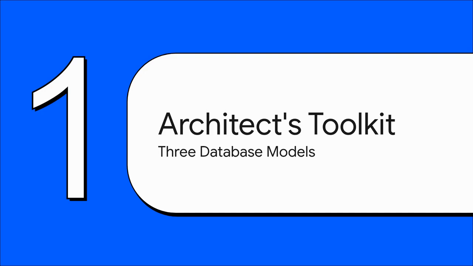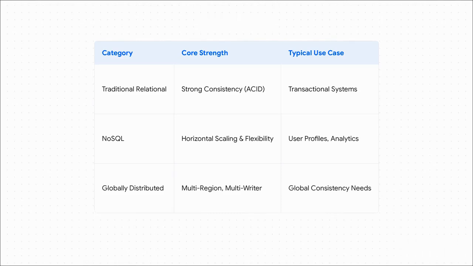Well, every good architect has a toolkit, and in this case, it's got three main types of databases. Think of these less as competitors and more as different tools for very different jobs. So here they are, our three big options. First, you've got your traditional relational databases, your classic SQL workhorses. Think of these as the accountants. Their absolute superpower is strong consistency, making them perfect for anything that has to be 100% accurate, like financial transactions. Then there's NoSQL. These are more like the social butterflies. They're amazing at handling huge amounts of changing, flexible data, like user profiles or analytics.